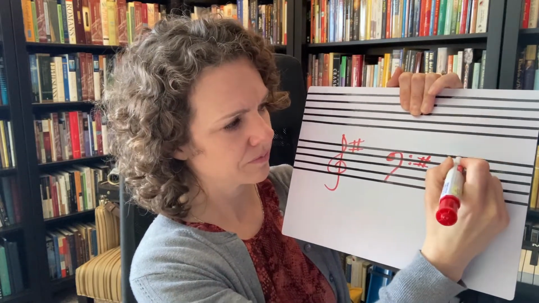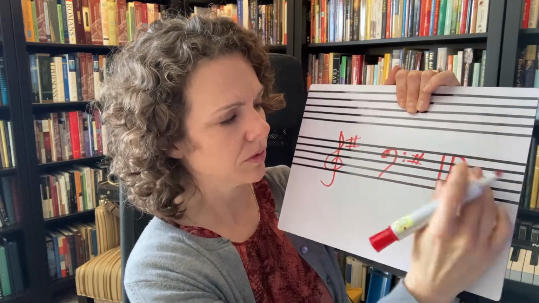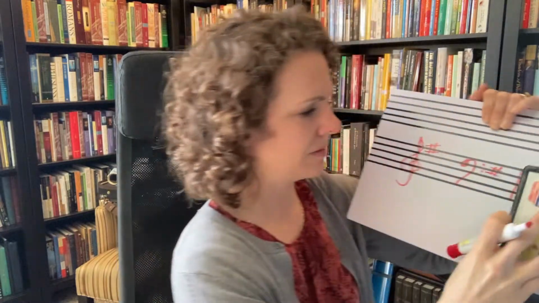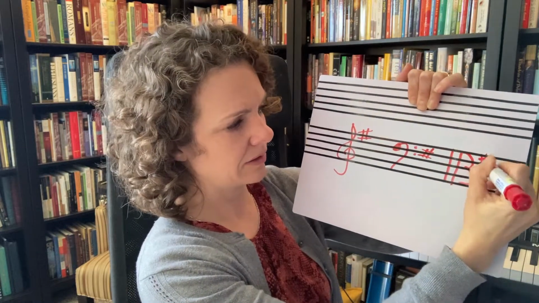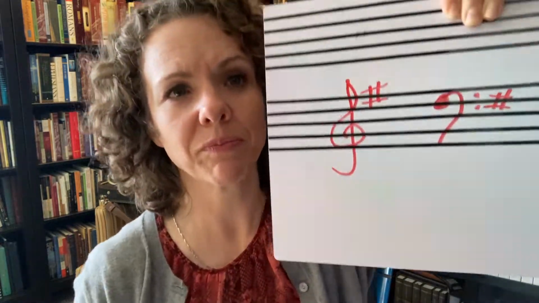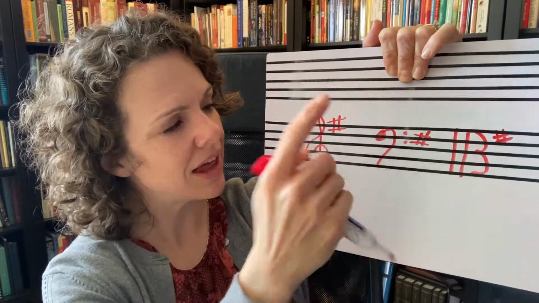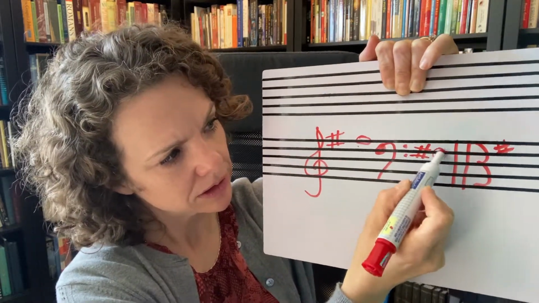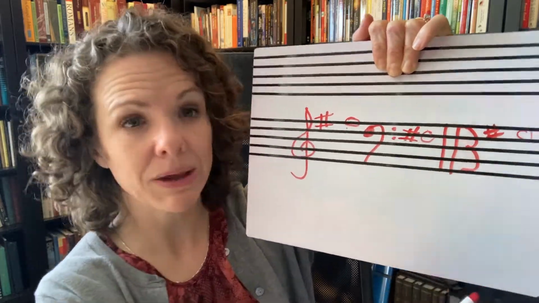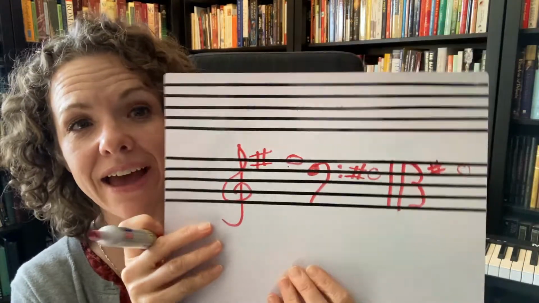Violas, oops, my alto clef got away from me. Violas, your sharp would be right here. There's one sharp. That's telling us what line or what note is on that line or space. Violas, that is F.